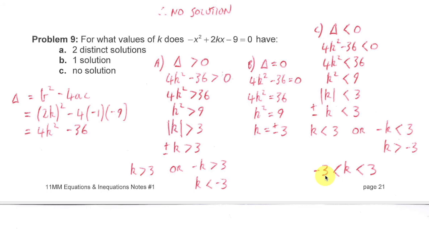Question 9. We've got ourselves a quadratic trinomial, and the coefficient of x is 2k, where k is an unknown number. For what values of k do we have two distinct solutions, one solution, and no solution?